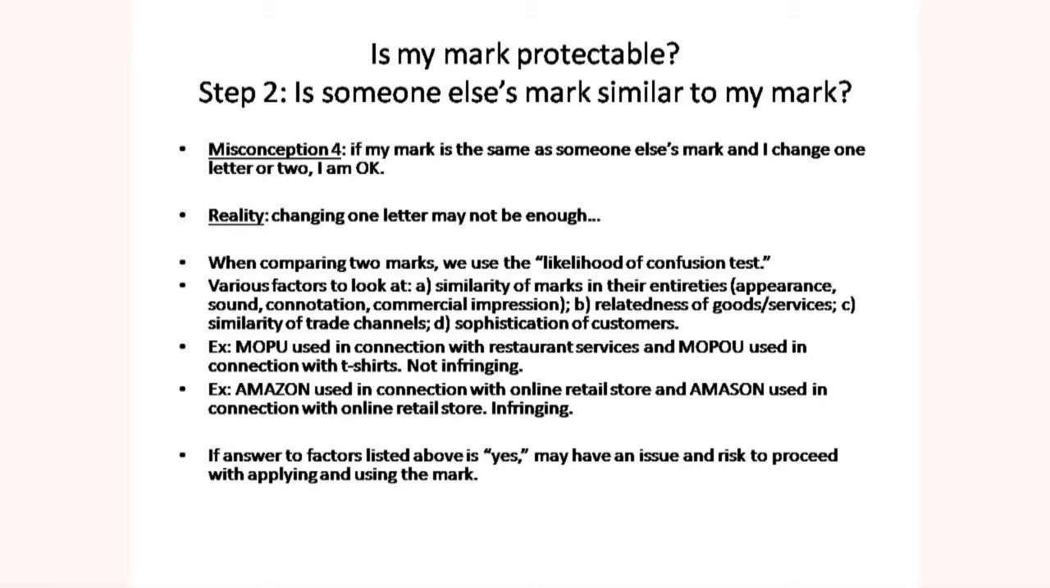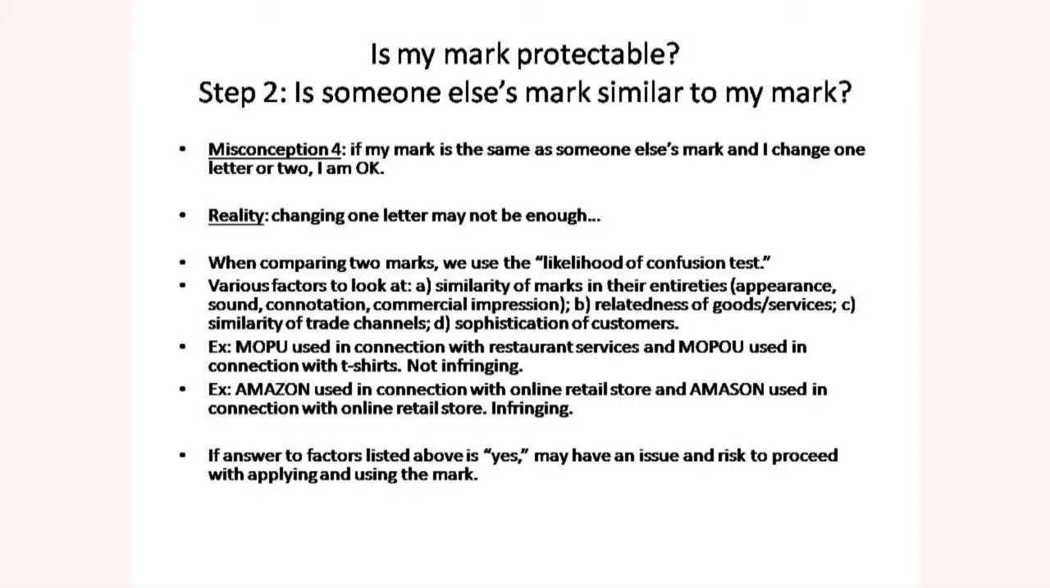There's different factors we're going to look at when we compare marks to determine if there is a likelihood of confusion. Obviously, we're going to compare the marks next to each other. We're going to look at them from a sound perspective, a connotation perspective, the commercial impression they're giving. So it's not just a basic comparison of the marks. We're also going to compare the goods and the services sold by both parties to see if they are similar, and a customer could be confused as to the source of your product versus somebody else's product.